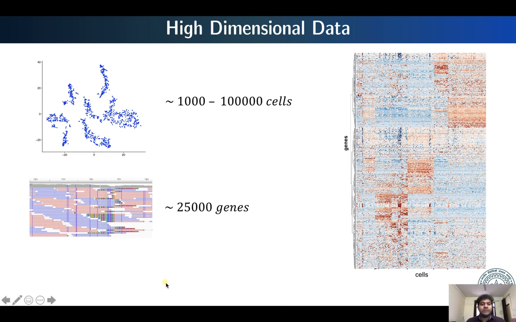So there can be measurements corresponding to 25,000 genes. Again, it's an approximate number, so the number of genes can also vary depending on the organism and depending on the technology. But in short, we can see that all these data sets are very, very high dimensional. So the question is, how can we actually utilize this high dimensional data in order to answer specific biological questions?